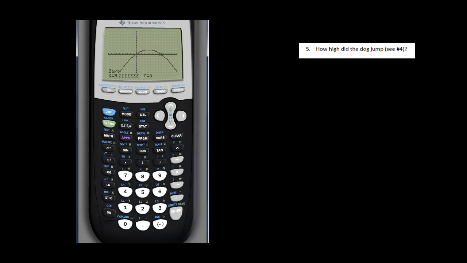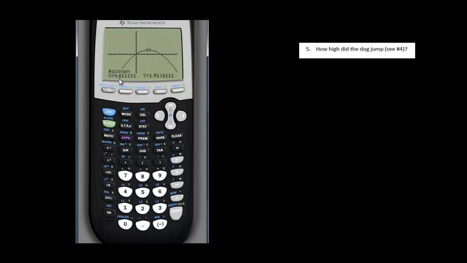Number 5 is the same exact equation, but how high did he jump? So instead of finding the 0, we want to hit the maximum. We want to get the max value. So second trace maximum is option 4. Left bound is going to be any area to the left of that max point. So anywhere to the left of the vertex. And then the right bound is going to be anywhere to the right of the vertex. And then you hit enter again.